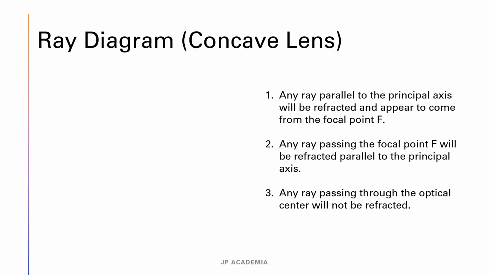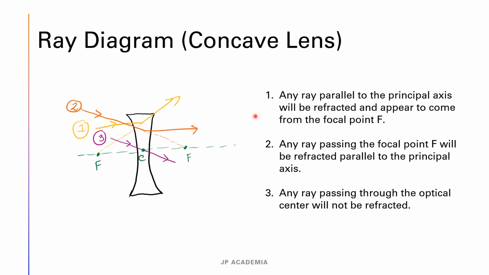Now, we have here the construction rules for the ray diagram of a concave lens. First, any ray parallel to the principal axis will be refracted and appear to come from the focal point F. Second, any ray passing to the focal point F will be refracted parallel to the principal axis. Third, any ray passing through the optical center will not be refracted.